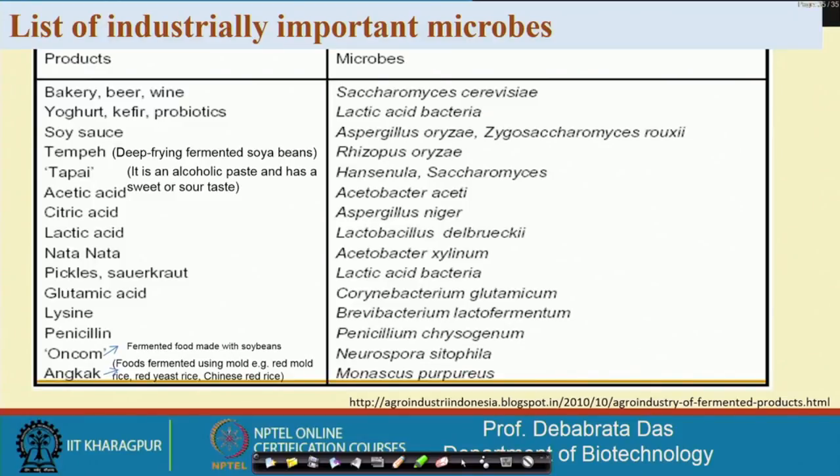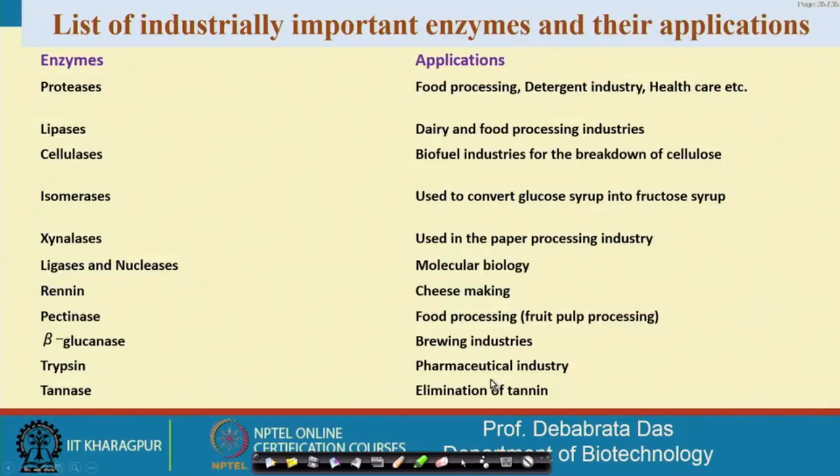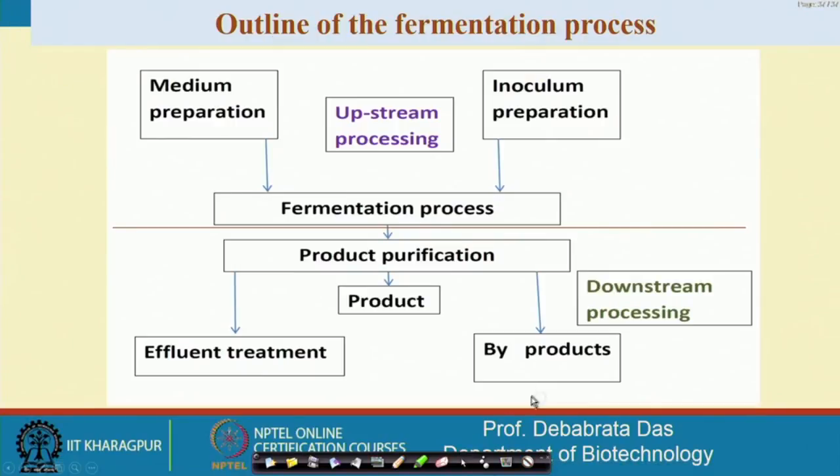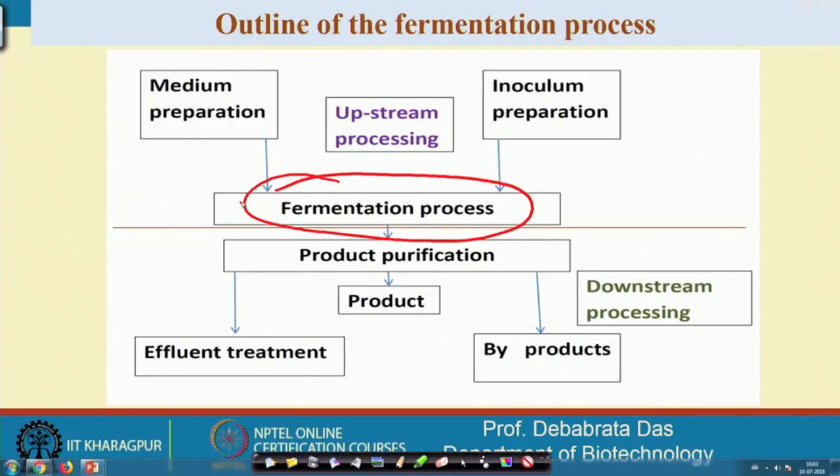I don't want to go into details, where you can find it out. And this is the list of industrially important enzymes, like I can highlight here protease, lipase, cellulase, isomerase, and gelinase, that I told you before also. So this plays a very important role. And finally, I want to tell you how this fermentation process operates. I told you that basically this is the heart of the biochemical industry, where the product formation takes place.